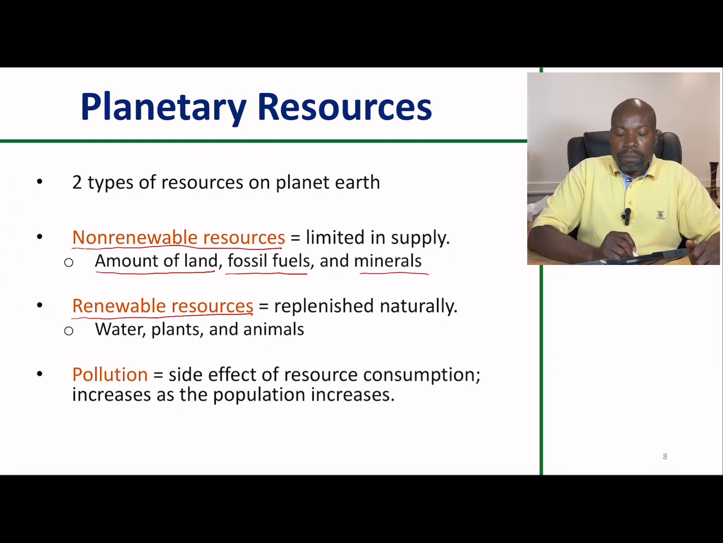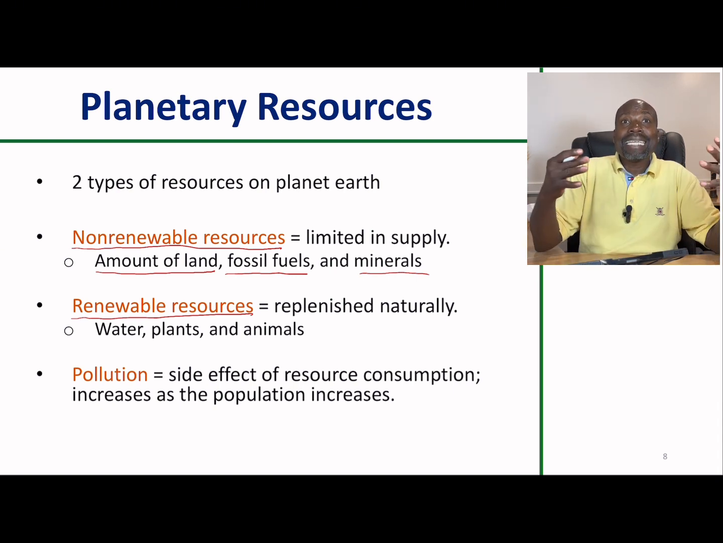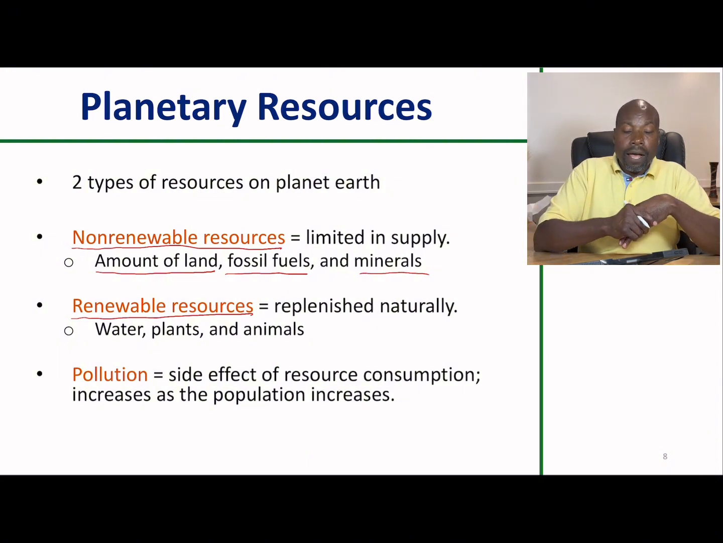In terms of renewable resources, these resources actually technically can be renewed, such as water, right?